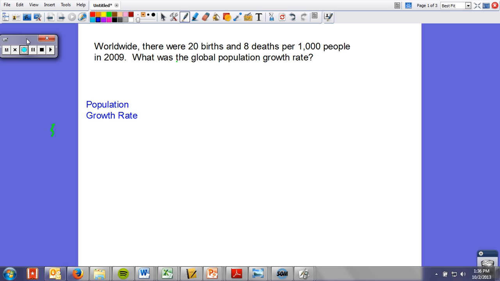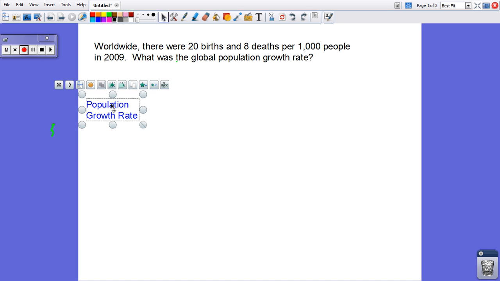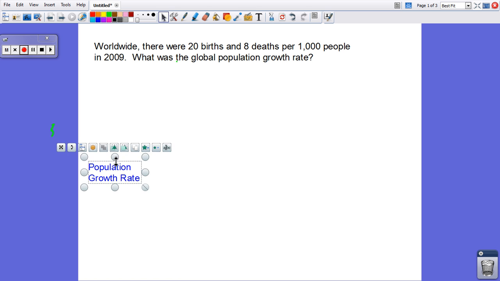Worldwide, 20 births and 8 deaths per 1,000 people in 2009. What was the global population growth rate? Before we even start this, let me move this down here. All right.